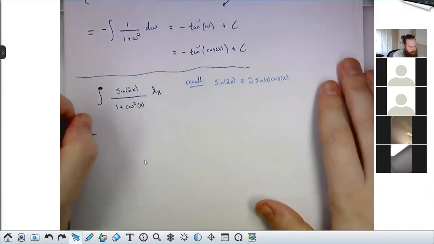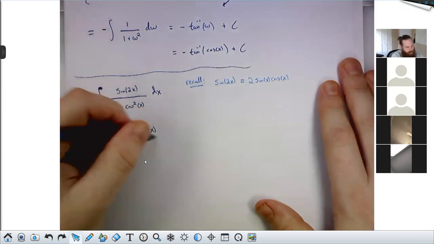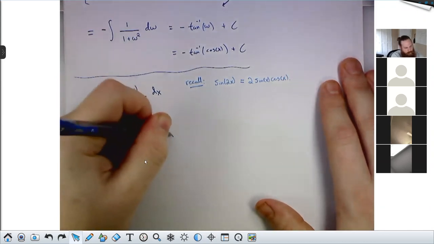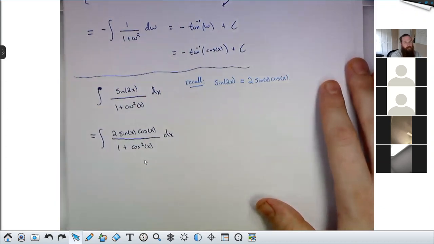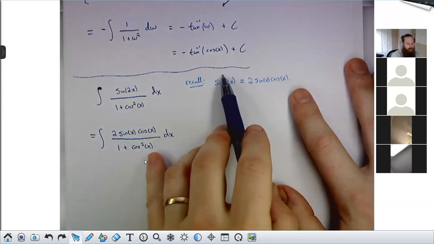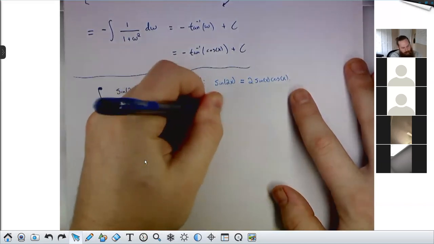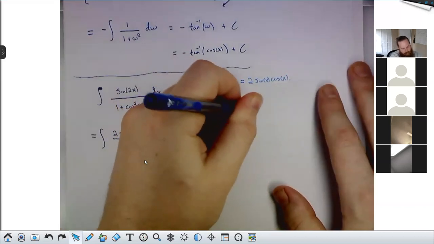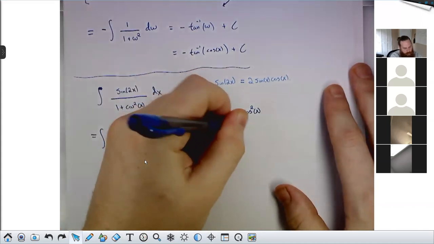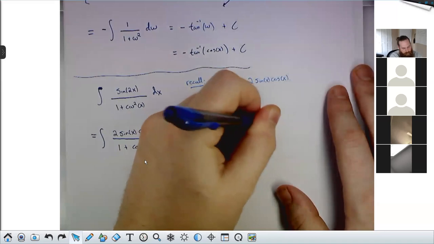Well, let me rewrite this integral. That's 2 sine x cos x divided by 1 plus cos squared x dx. And I know that this looks a lot like the differential I get if I substituted for cos squared. But if you're going to substitute for cos squared, why not substitute for 1 plus cos squared? Because the derivative of 1 is 0. In other words, here, I suggest trying the substitution z equals 1 plus cos squared of x. Because then dz, the 1 differentiates to 0, is going to be 2 cos x times negative sine x dx.